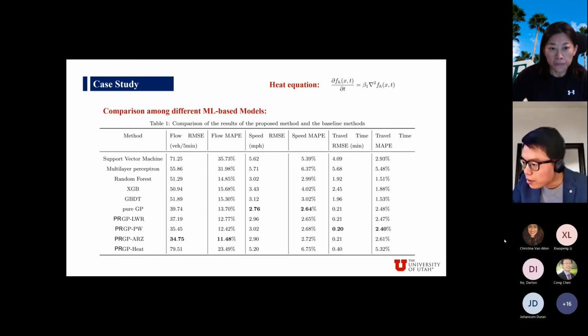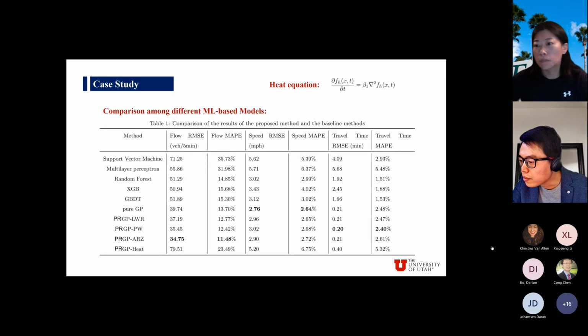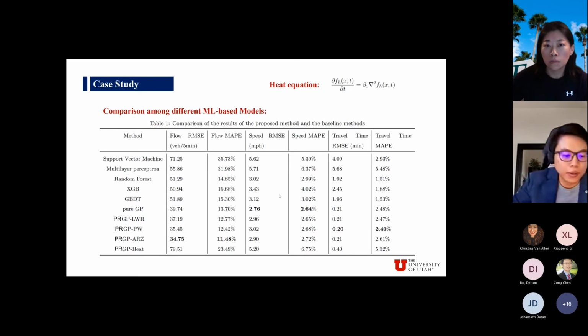Sorry, I have been hearing some echoes from someone. So it would be great if all others can mute their microphones. Yeah, now it's much better.